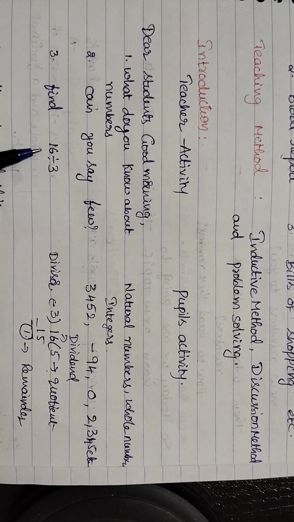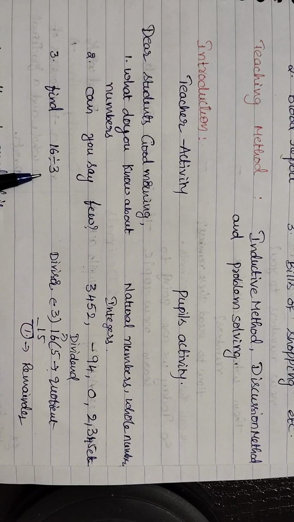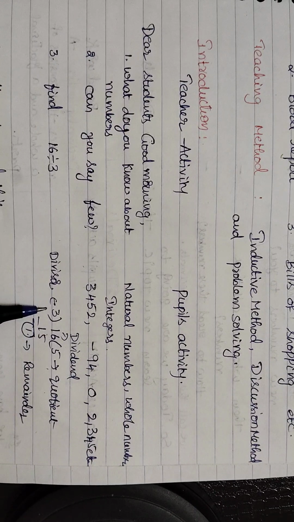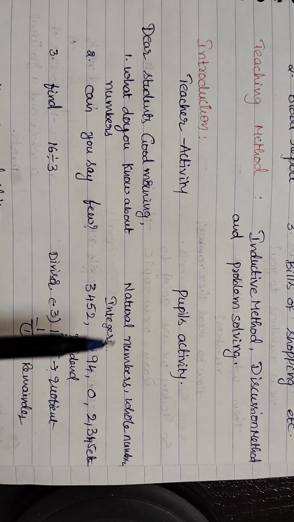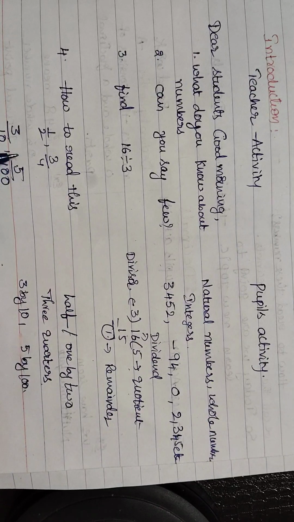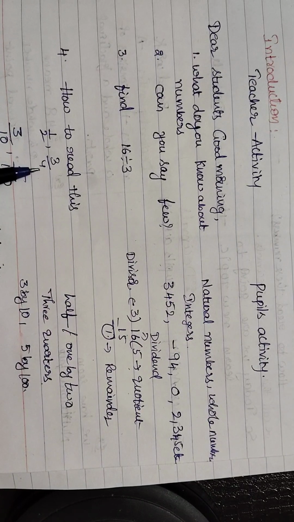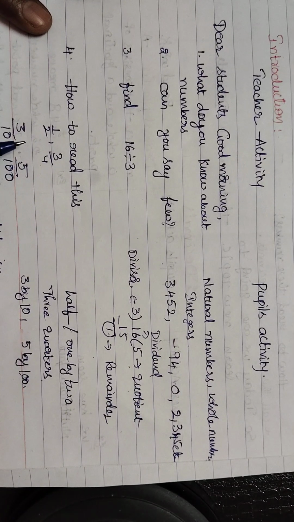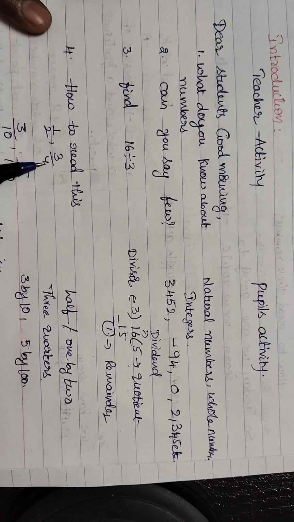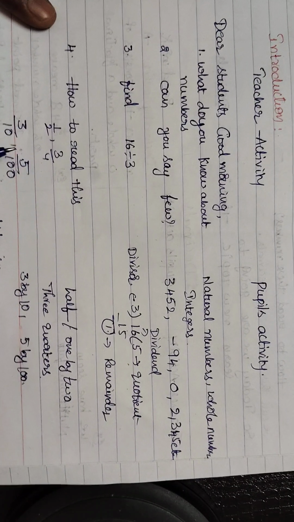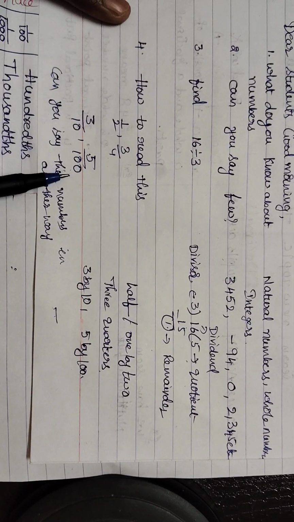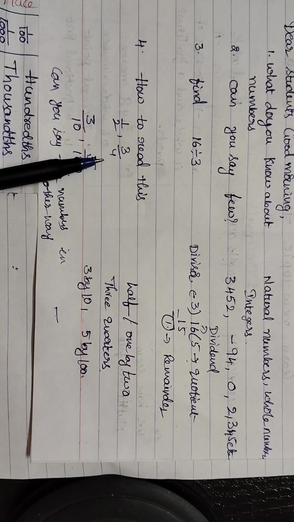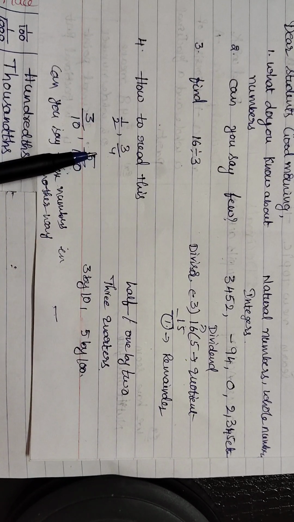Can you find the division of 16 divided by 3? Yes, ma'am. 5 is the quotient, 16 is the dividend, 3 is the divisor, 1 is the remainder. Very good. Now, can you read these numbers? 1/2, 3/4, 3/10, 5/100. Can you say other names for these? Half, 3/4, 3/10, 5/100. Can you give the other name, like how you read half? No, ma'am.